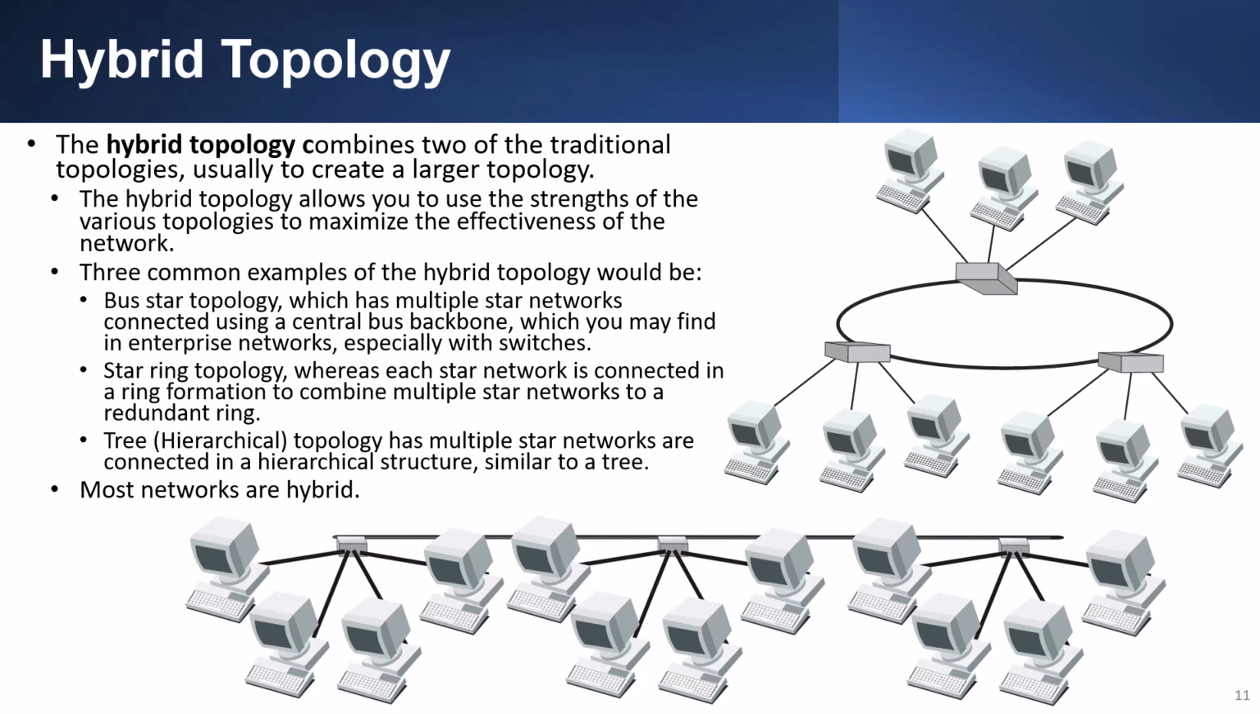Three common examples of the hybrid topology would be bus star topology, which has multiple star networks connected using a central bus backbone, which you may find in enterprise networks, especially with switches. Star ring topology, where each star network is connected in a ring formation to combine multiple star networks to a redundant ring. Tree or hierarchy topology, where multiple star networks are connected in a hierarchy structure similar to a tree. Most networks are hybrid unless it is a small standalone network.